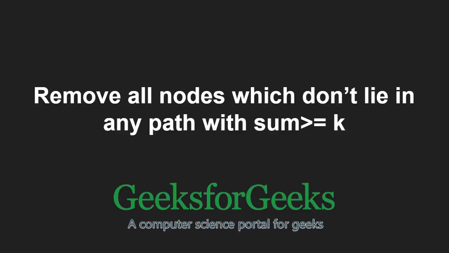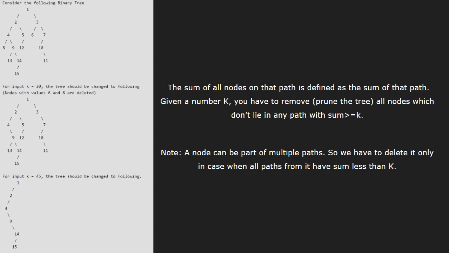In this video, we are going to understand the program which removes all nodes which don't lie in any path with sum greater than or equal to k. First, let us take an example. The sum of all nodes on that path is defined as the sum of the path. Given a number k, we have to remove all nodes which don't lie in any path with sum greater than or equal to k.